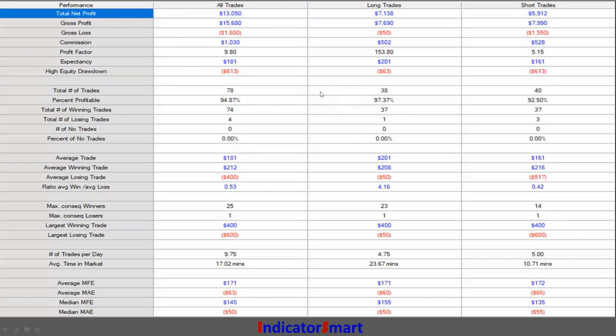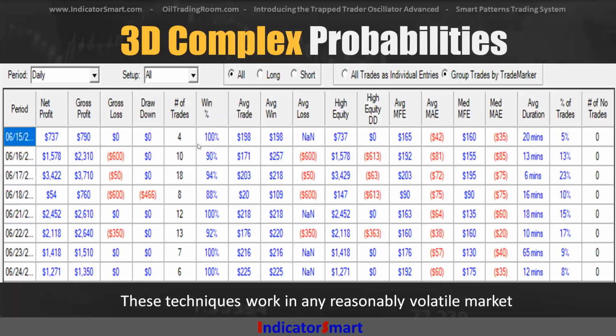This is just a general trade markers performance summary. We could look at a lot of things in this, but it's beyond the scope of what we're doing with the webinar today. What do we have in here? 1, 2, 3, 4, 5, 6, 7, 8 days. We had 9 days on the chart, but there were 8 days in here.